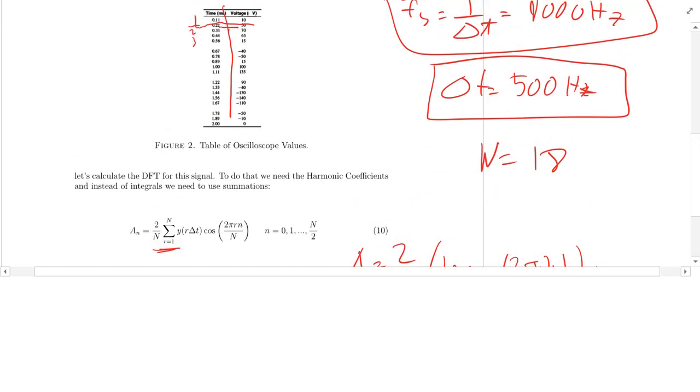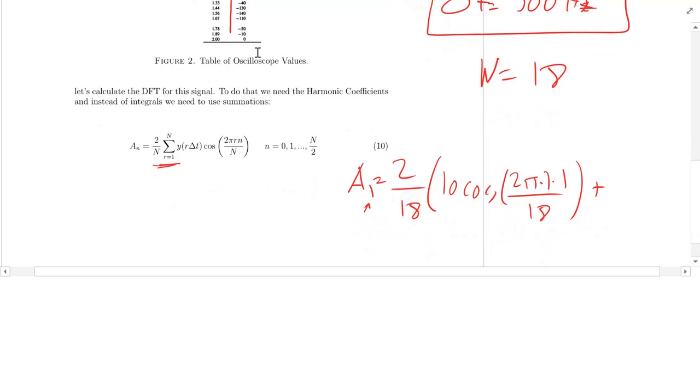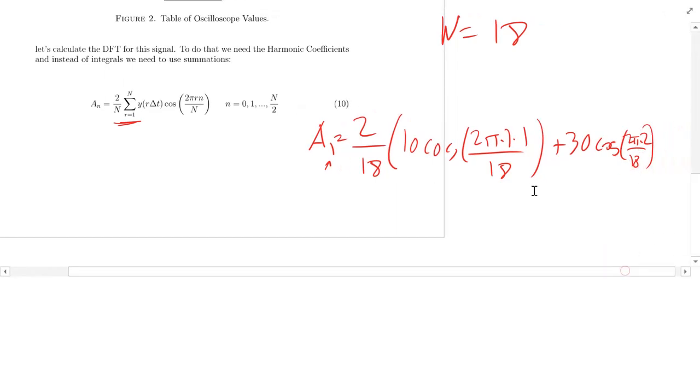I've erased, or I've written over it. It is 30. So plus, and you're going to see 30 times cosine of 2 pi times 2, because our R value has changed. We were taking the second data point there over 18. Still the first harmonic. Let me clean that up.